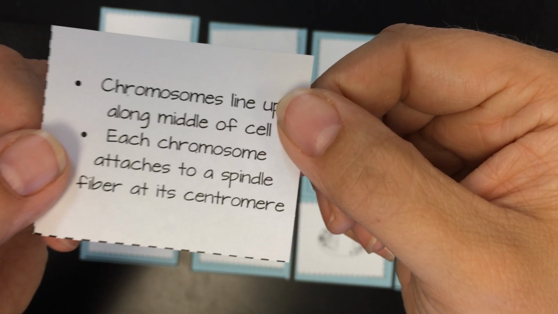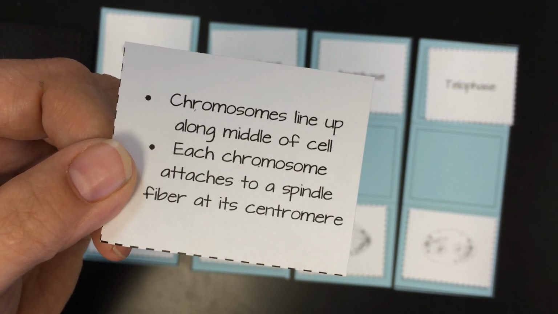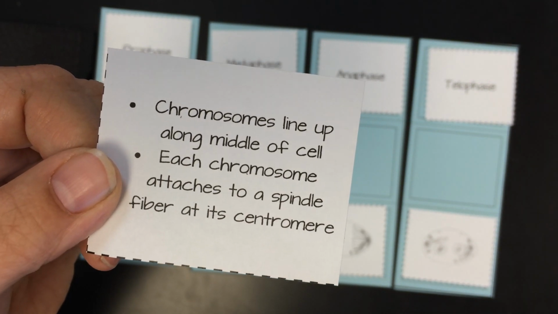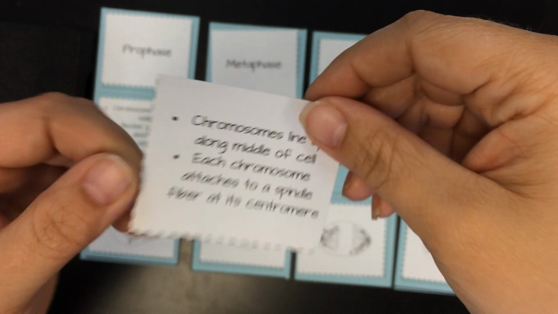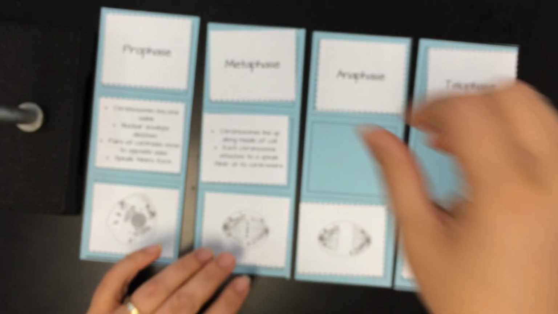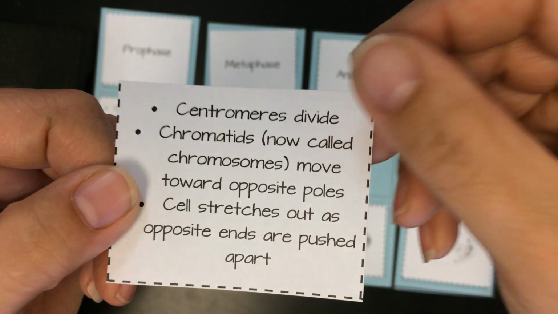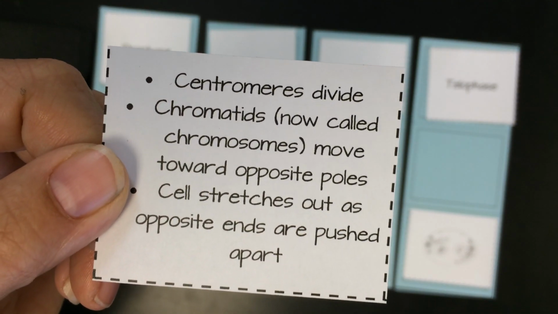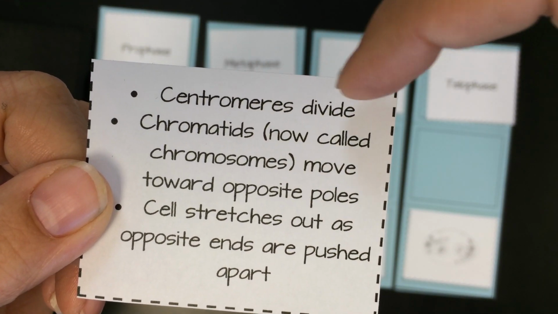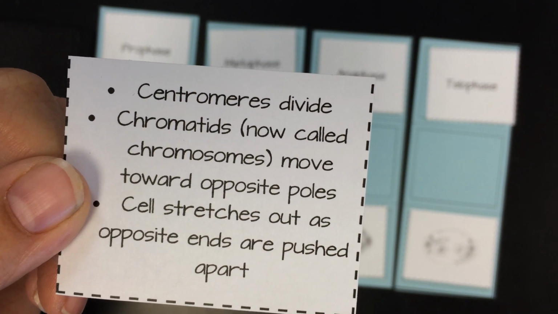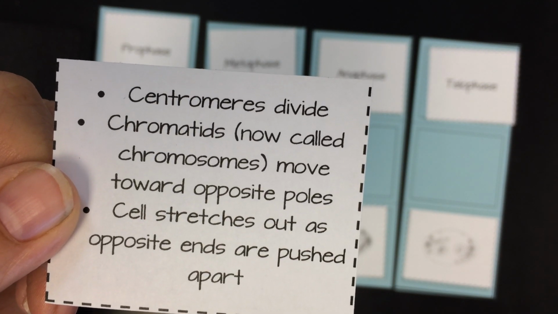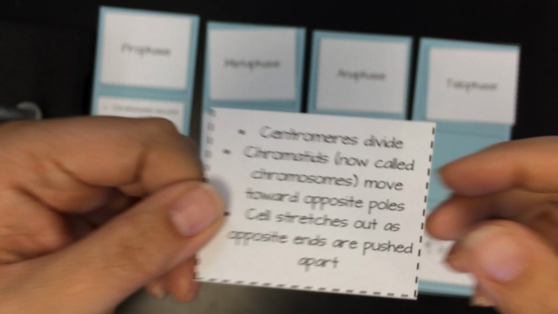Metaphase is kind of a cool one, always the easy one to pick out of the crowd because our chromosomes line up along the middle of the cell. Each chromosome attaches to a spindle fiber at its centromere. And so that is the correct description for metaphase. And then we have our anaphase, or second to last, sorry. Anaphase, our centromeres divide, chromatids, now called chromosomes, move towards opposite poles, and the cell stretches out as opposite ends are pulled apart. So they're moving away from one another.